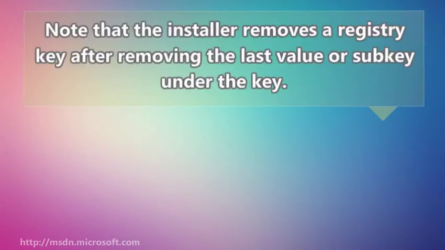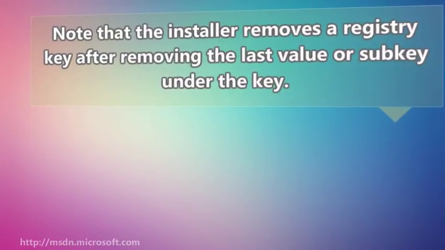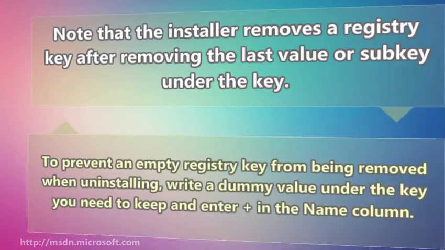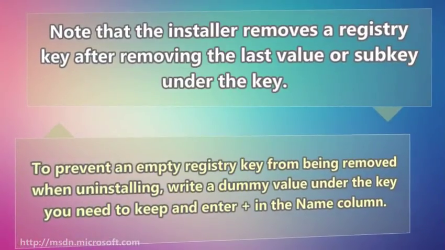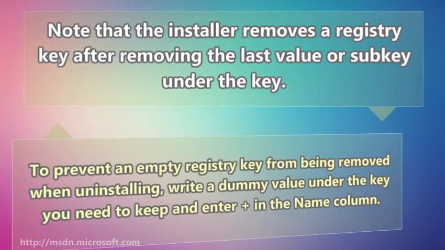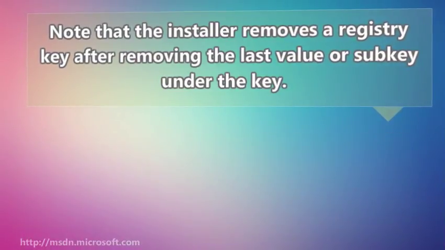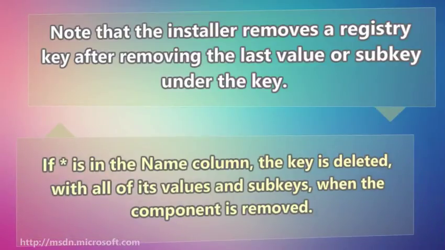Note that the installer removes a registry key after removing the last value or subkey under the key. To prevent an empty registry key from being removed when uninstalling, write a dummy value under the key you need to keep and enter a plus sign in the Name column. If a minus sign is in the Name column, the key is deleted, with all of its values and subkeys, when the component is removed.